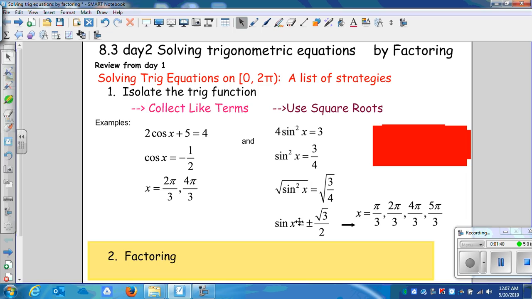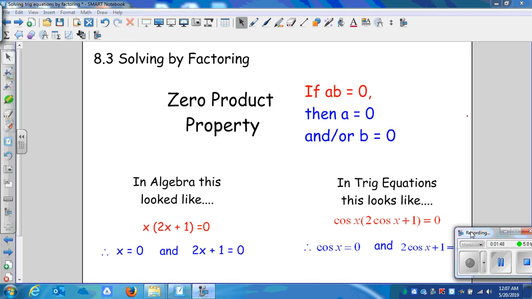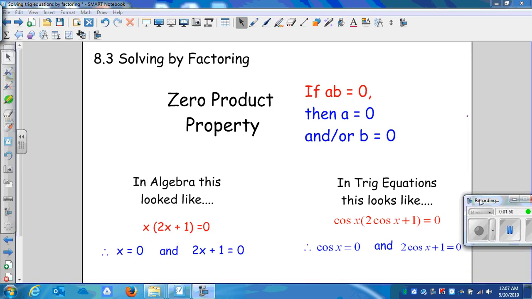Today's lesson is about solving by isolating the trigonometric function, or factoring first before you do that. Before we begin factoring, we need to remind ourselves about the zero product property. The zero product property says that if you have a factored form of an equation set equal to 0, you get two factors, and they call them generically a and b. If they are set equal to 0, it implies that either a equals 0 or b equals 0. You can always say 'and' because it can occur at the same time as well.